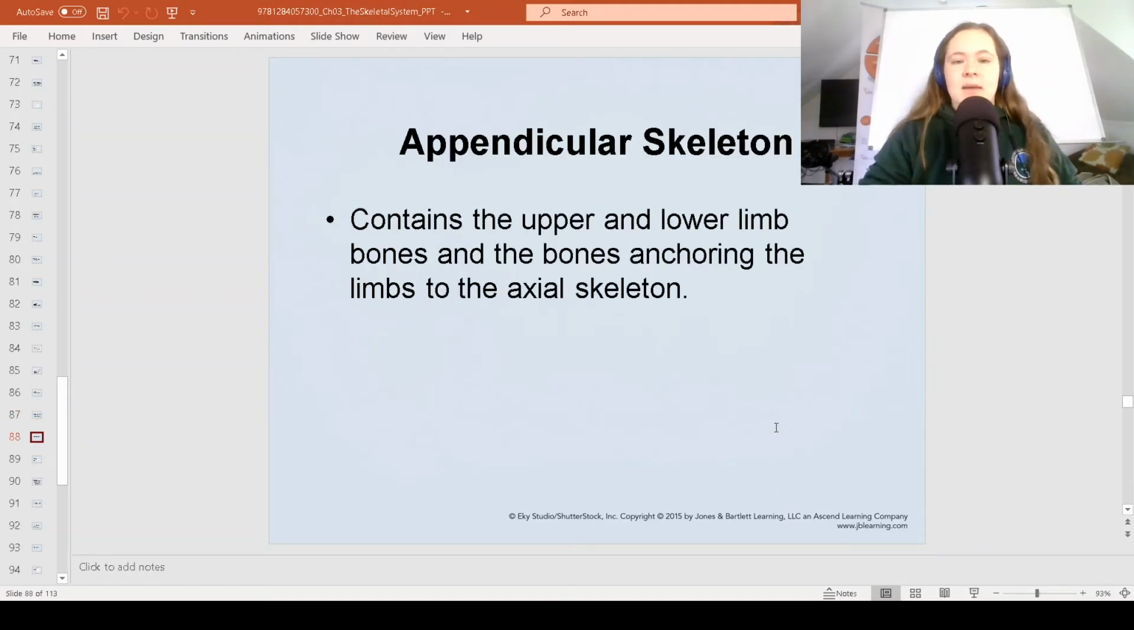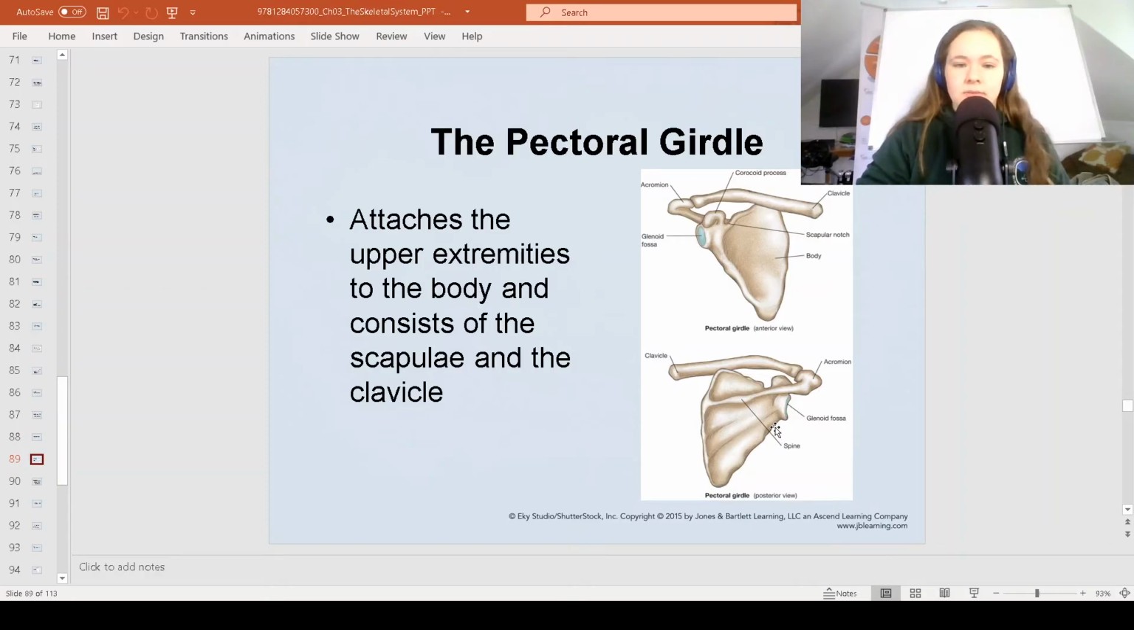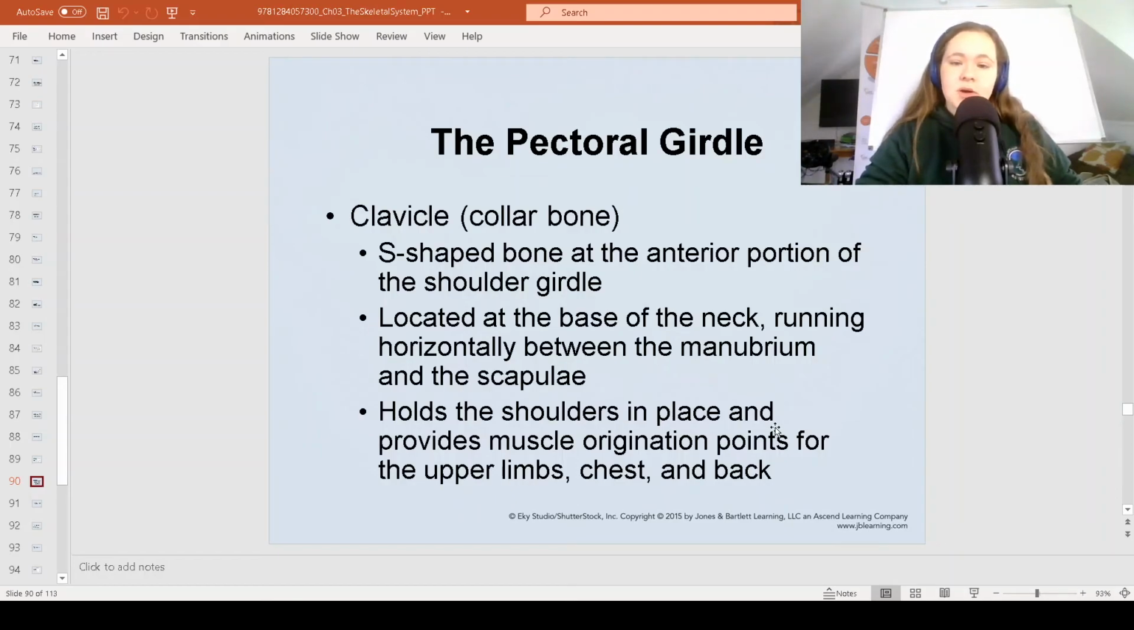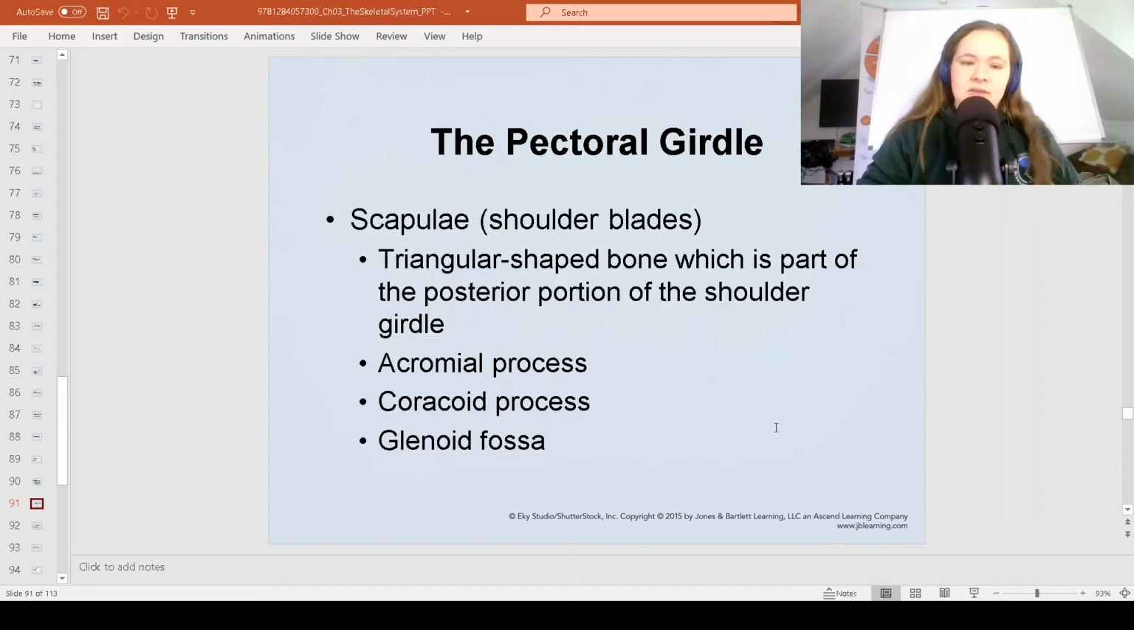You've got the appendicular skeleton, which contains the upper and lower limb bones and the bones anchoring the limbs to the axial skeleton. The pectoral girdle, which attaches the upper extremities to the body and consists of the scapulae and the clavicle. This is your shoulder blade, basically. Clavicle, collarbone, the S-shaped bone at the anterior portion of the shoulder girdle, located at the base of the neck, running horizontally between the manubrium and the scapulae. This holds the shoulders in place and provides muscle origination points for the upper limbs, chest, and back. The scapulae, shoulder blades, are triangular-shaped bones, which is the part of the posterior portion of the shoulder girdle.